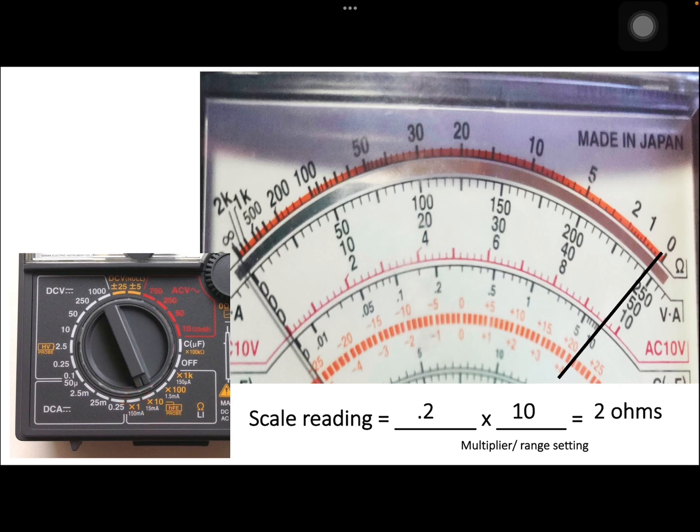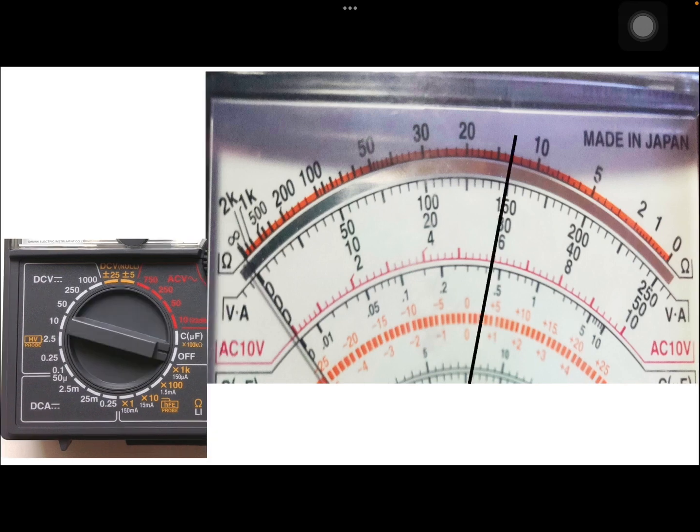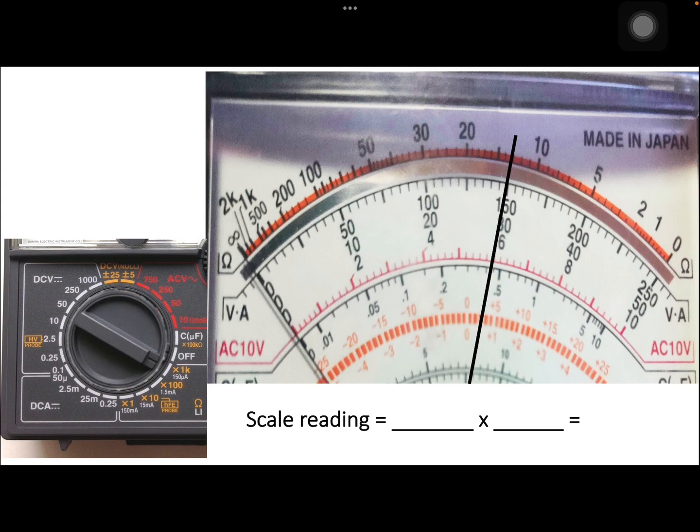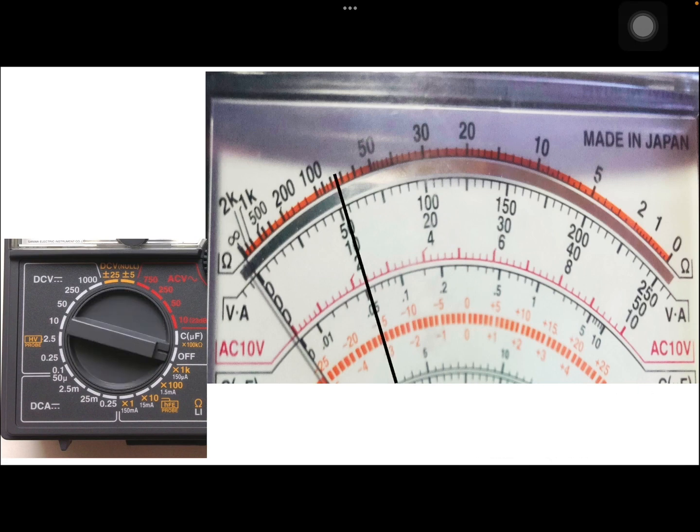Sige, let's have another example for this time. We try to solve. And our range selector knob is in times 1K or 1 kilo ohms. So, therefore, we have 13 ohms. But again, we will multiply it to 1 kilo ohms. So 13 times 1,000, we have 13,000 ohms.